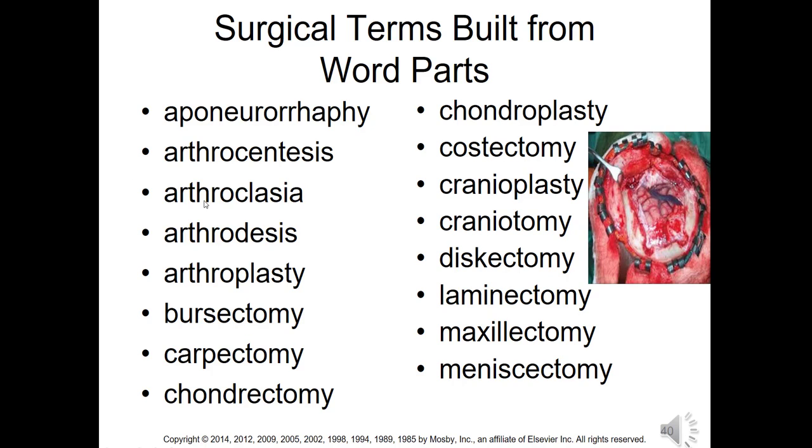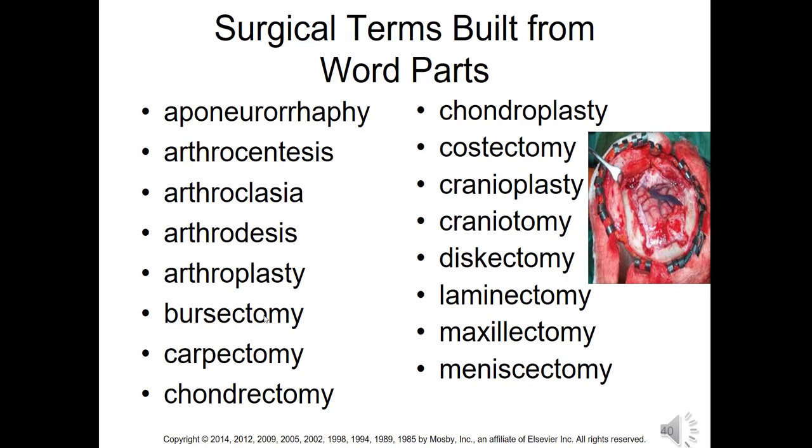Arthrochalasia. I don't think this is in your book. Arthrochalasia is actually where you are breaking the adhesions in an ankylosis to allow more mobility in the joint. So they're forcibly breaking the ankylosis of the joint so that we can allow more movement. Arthrodesis is surgical fixation of a joint. It's also called a joint fusion, and they usually do it with pins and rods. Arthroplasty is surgical repair of a joint.